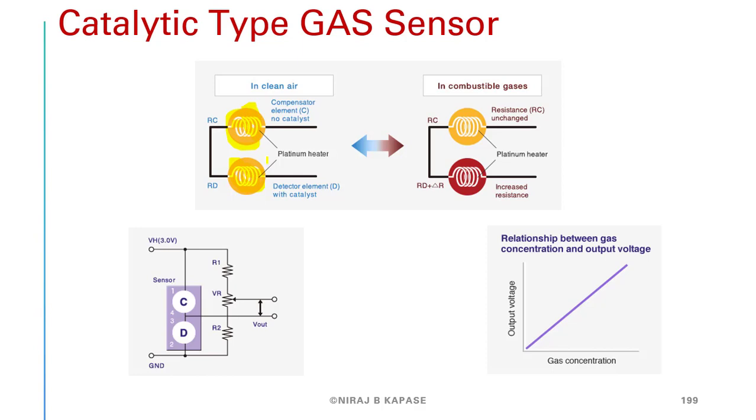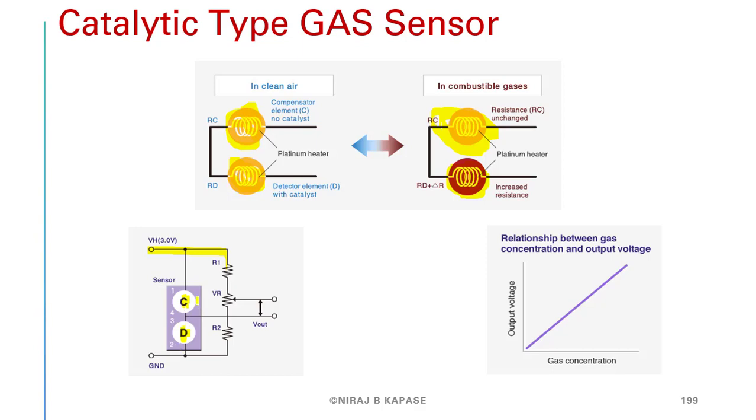Whenever there is clean air, no heat will be generated and no resistance will change. Whenever there is combustible gas, or whenever the gas is present, it changes the detector element and heat gets produced. Because of the heat, the resistance increases. So we get the voltage divider diagram. We have a constant resistance and a variable resistance, and Vout will change. Here we have the C type, that is the compensator type element, and the detector type element.